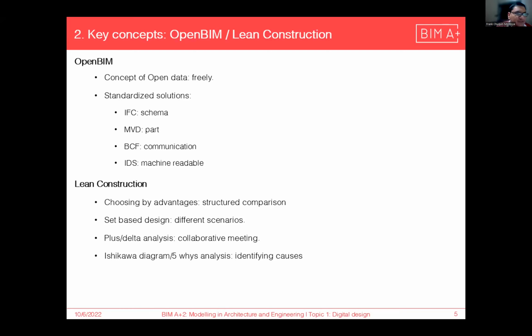And the other pillar of this literature review is lean construction. This methodology strives for a continuous flow that permits an increase in productivity by reducing waste. There are different tools such as choosing by advantages, CBA, set-based design, plus delta analysis, Ishikawa's diagram, and 5 whys analysis. Choosing by advantages, CBA, is a structural comparison between different alternatives.